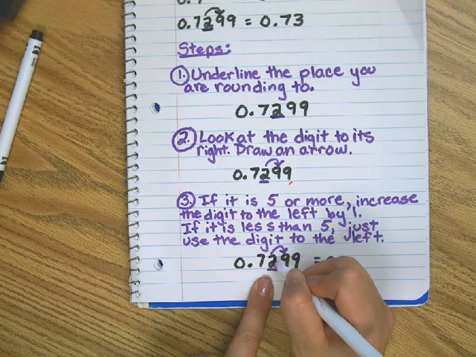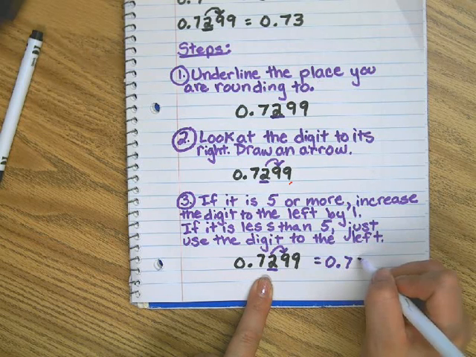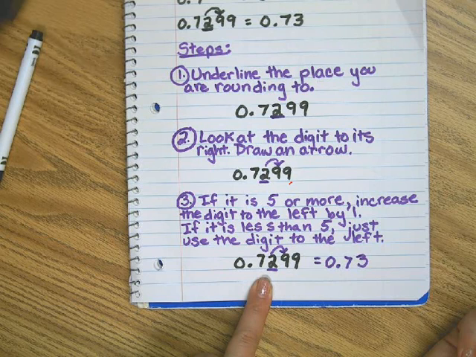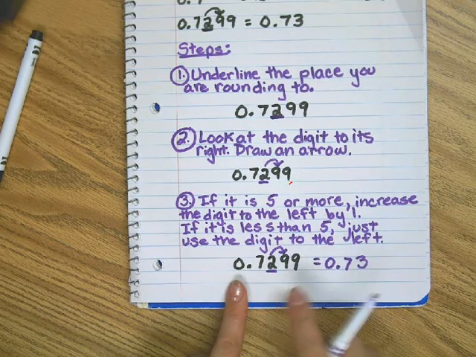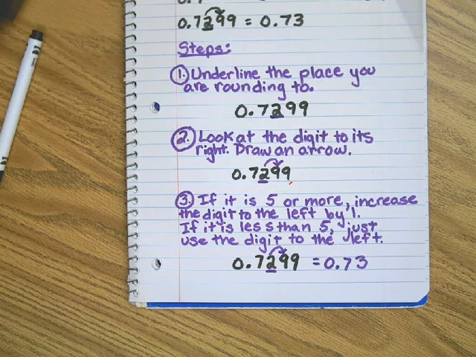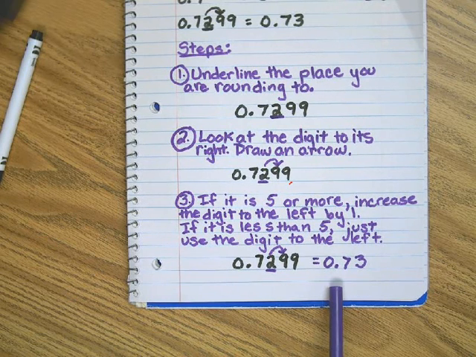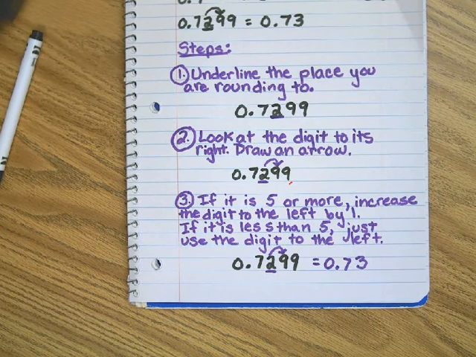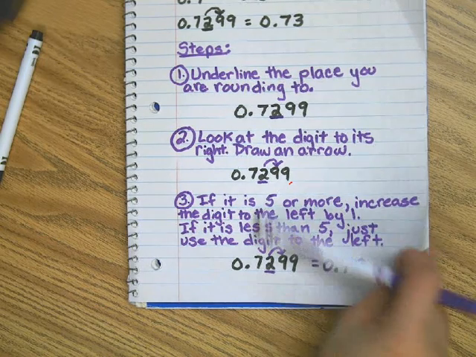Okay? So that means, because that 9 is more than 5, I add 1 to my 2. So it's 0.73. Really what you're thinking about with this decimal is, is this decimal closer to 73 hundredths or 72 hundredths? 73 hundredths. That's really what we're thinking about. Okay? So that would be my answer.